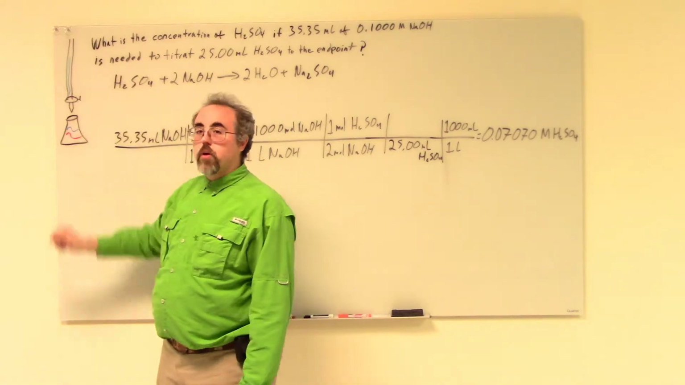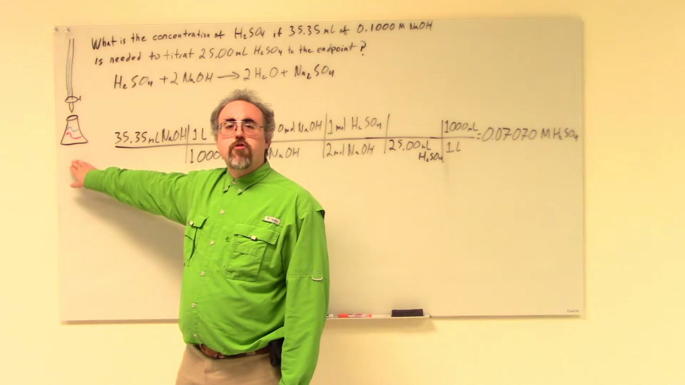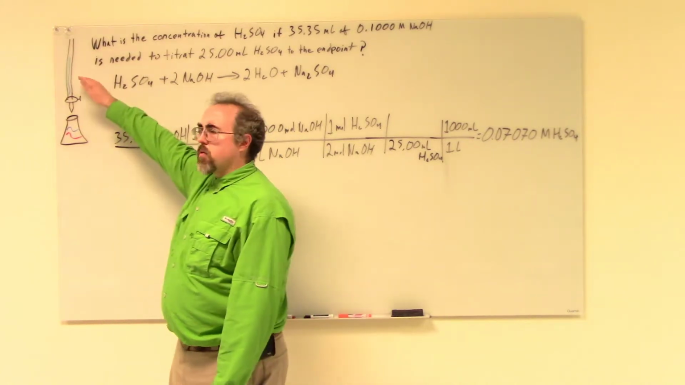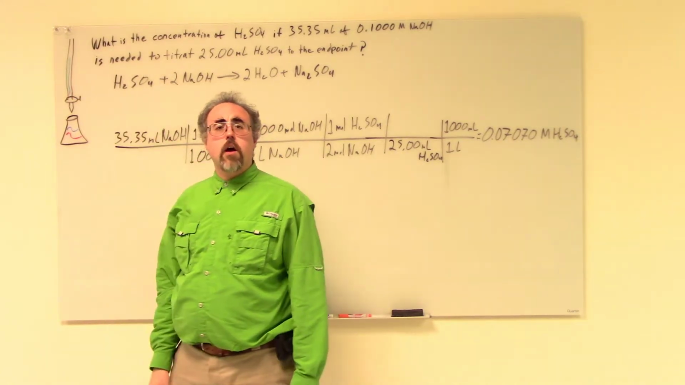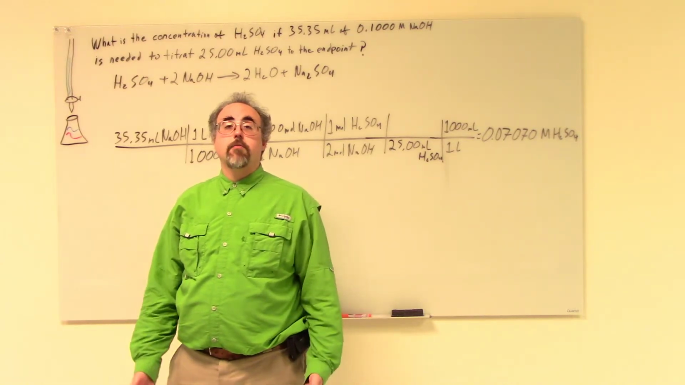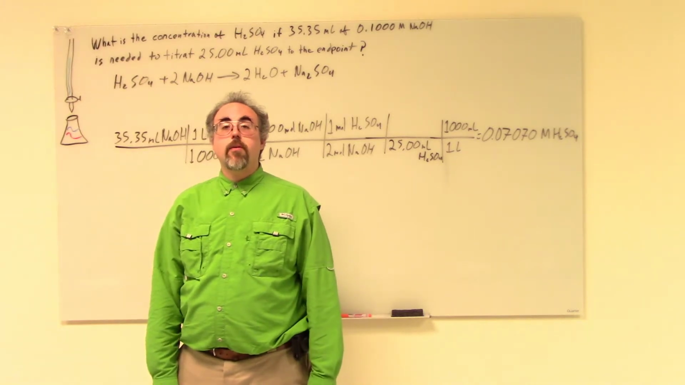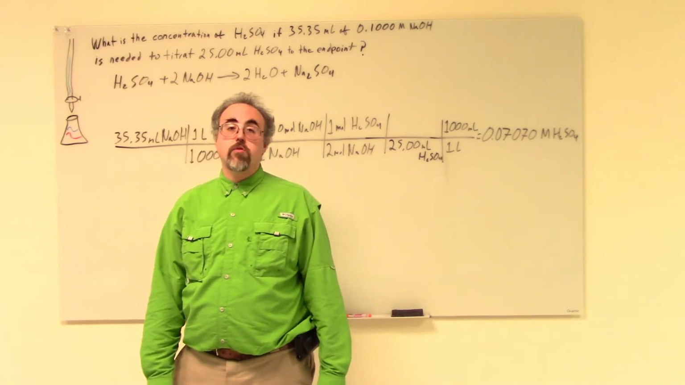Now, in both cases, we're going to accurately measure the volumes. The solution in the Erlenmeyer flask was measured accurately to start with, and the burette is going to have accurate graduations on it so that you can measure the amount of solution that has been delivered from the burette. The next piece of information you need to know is the concentration of one of the two solutions.